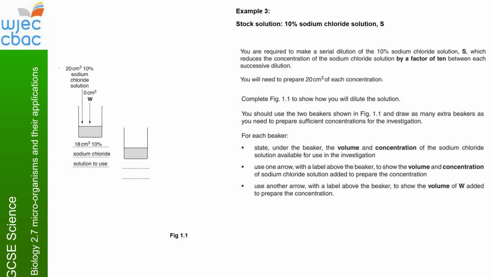So this time we are starting off, rather than with 10 or with 30, we're starting with 20 cubic centimetres. And it is a 10% sodium chloride solution, and they're calling it solution S, okay? So this is what we're going to be diluting. It wants you to dilute this sodium chloride solution by a factor of 10. We're only going to do it once. I'll do the first one as an example, and then we can imagine that we're doing another 2 beakers like we did on the previous page.